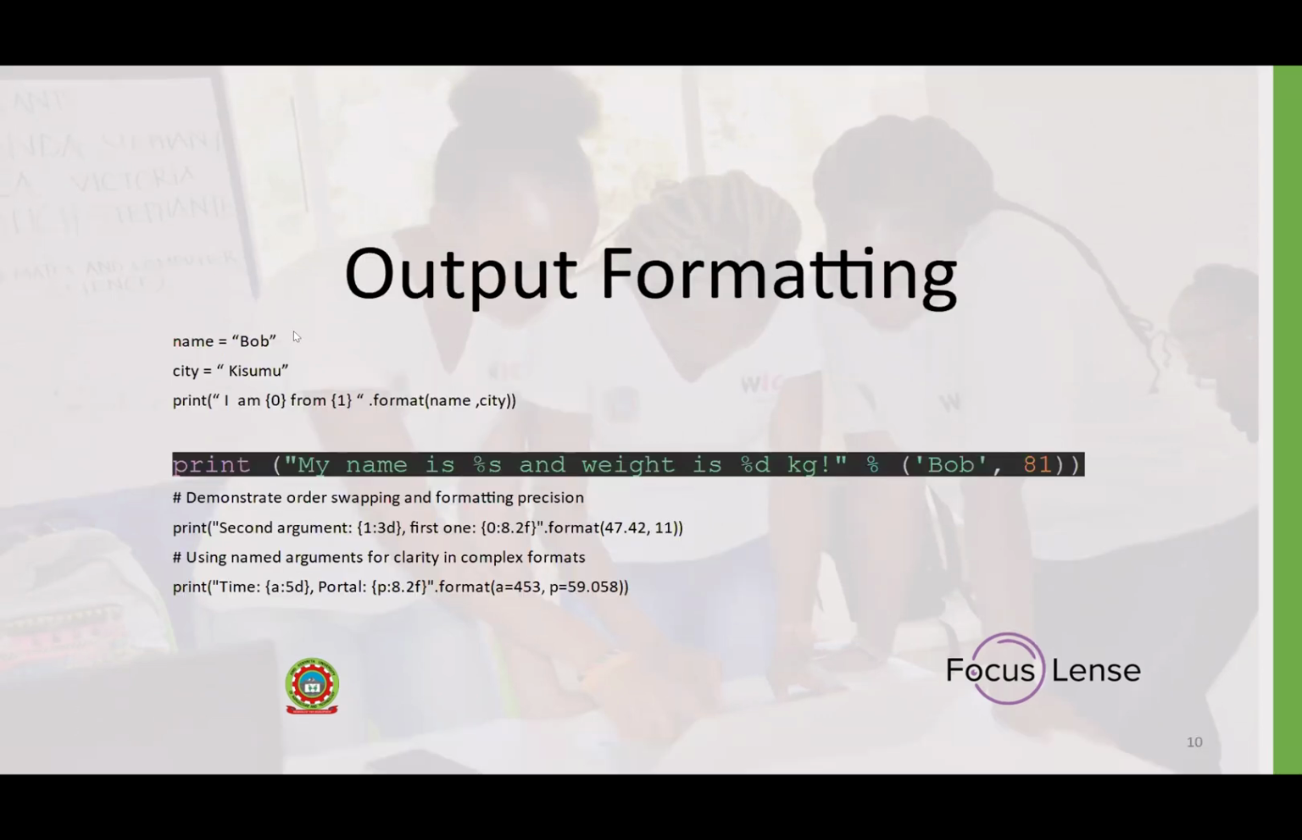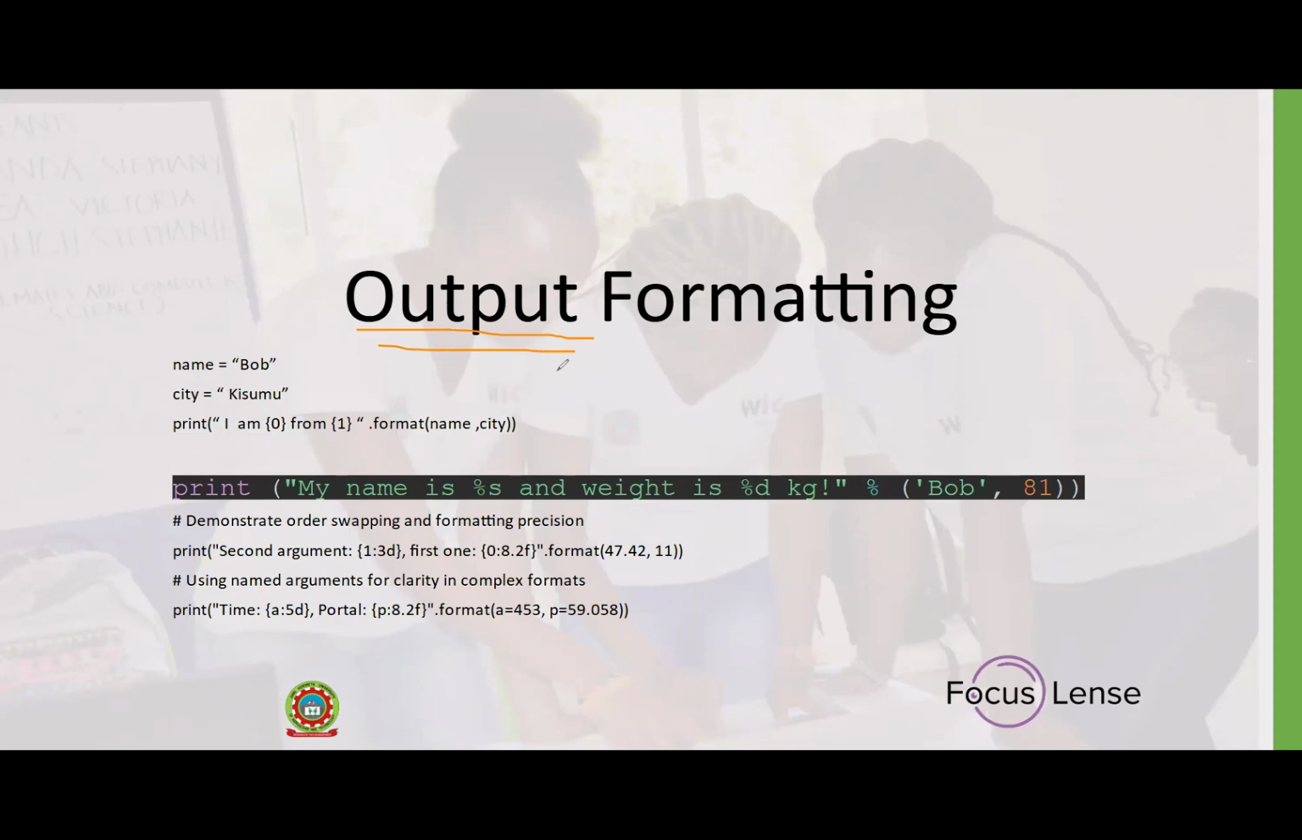Then how to output, our string formatting, how to format or to show, to print. Output meaning you want to print it to the screen. We looked at various ways. This is the first example. We just have name, Bob, and city is Kisumu. First of all, we use this dot format. That is number one, the first way of doing it. I am, then you put 0 here, 1, then dot format, name, then city.